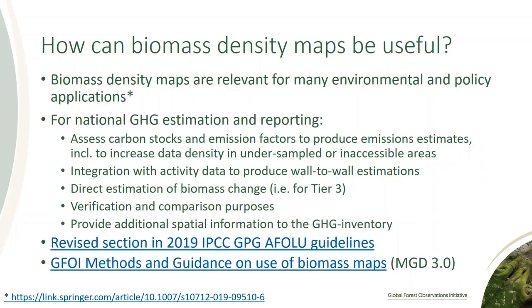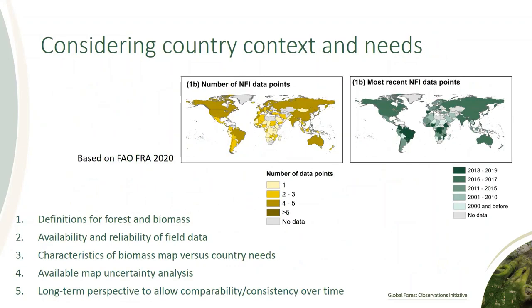In the IPCC Good Practice Guidelines for AFOLU, which is the base document for national estimation and reporting for greenhouse gases, the 2019 update had a new section on the use of biomass density maps. This section has been further elaborated on in the new GFOI methods and guidance document. So there is some evolving guidance available now to countries on how these maps could be useful in these guidance documents.